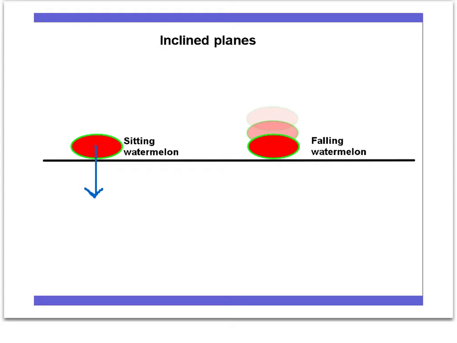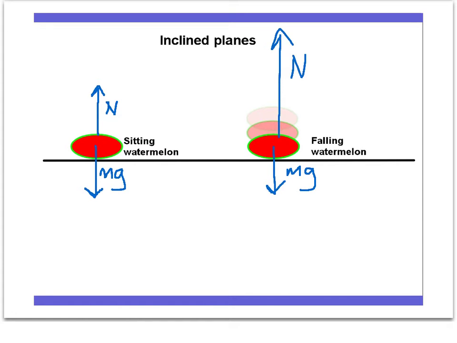So this watermelon sitting on the ground, here's the weight force, and the normal reaction force, since it's not going anywhere, will be equal to and opposite the weight force. Of course, they're not action-reaction pairs, but they are equal and opposite. The falling watermelon, however, will have the same weight force, but it's hitting the ground with a lot more force, and so the normal reaction force there would be considerably larger and will cause quite a mess.